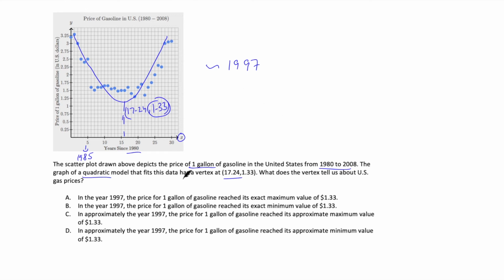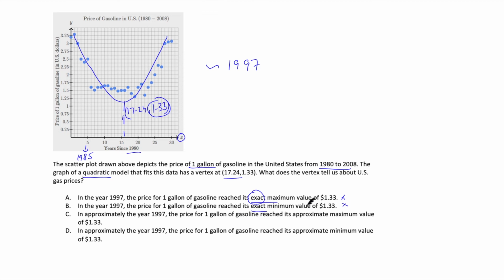Now let's read the option choices. In the year 1997, the price for 1 gallon of gasoline reached its exact maximum value. Just stop here. I told you, whenever you come across these words in scatter plots, they are definitely wrong. Eliminate these option choices because it's a scatter plot. We can't give an exact value. It's wrong. In the year 1997, the price for 1 gallon of gasoline reached its exact, again option choice B is also wrong.